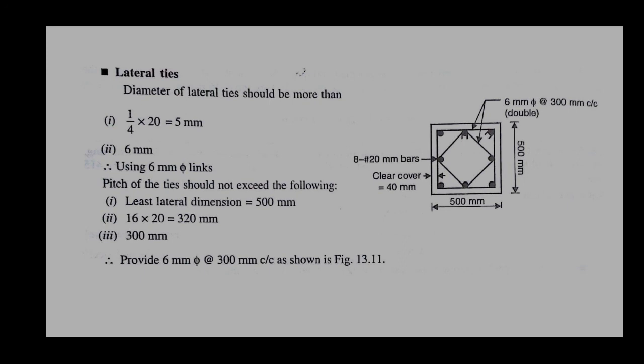You can see this figure. In figure, 8 numbers of bars, 20 mm dia bars, are given in this cross sectional figure, and we provided cover 40 mm, and the lateral dimensions are 500 mm each, and 6 mm dia lateral ties are given at 300 mm center to center. Okay. So, here the solution of the problem and the design is complete.